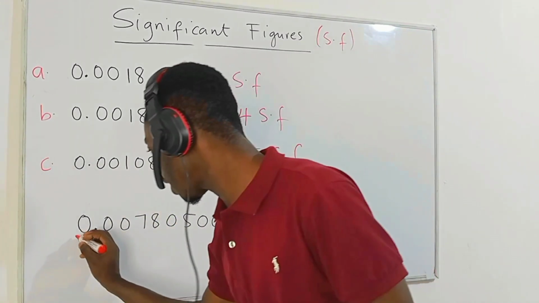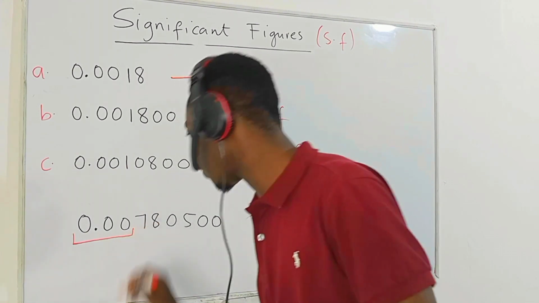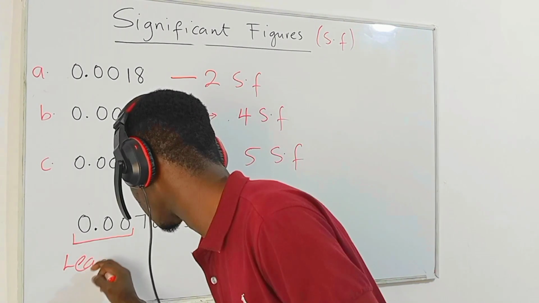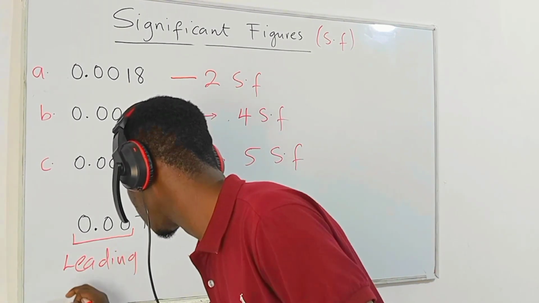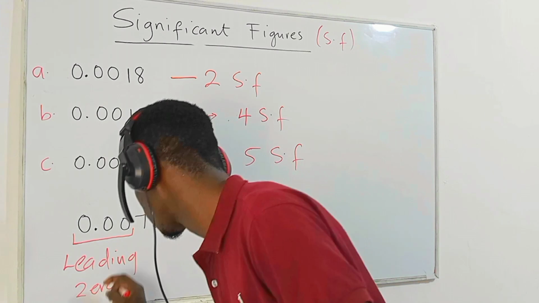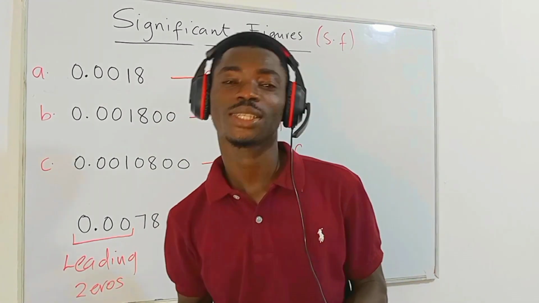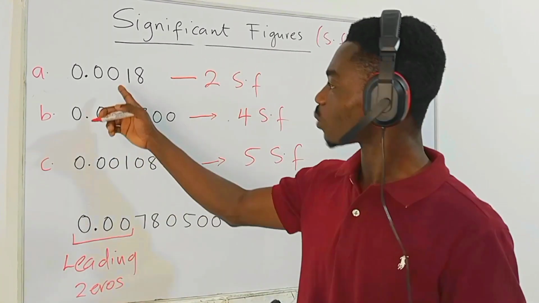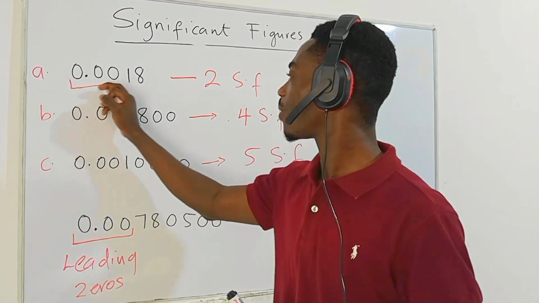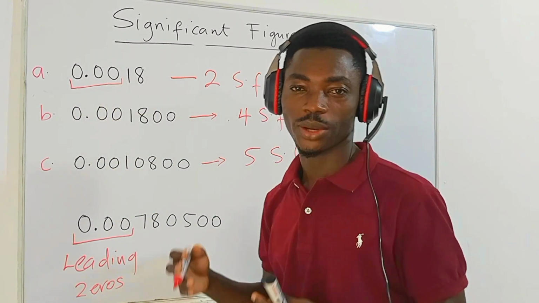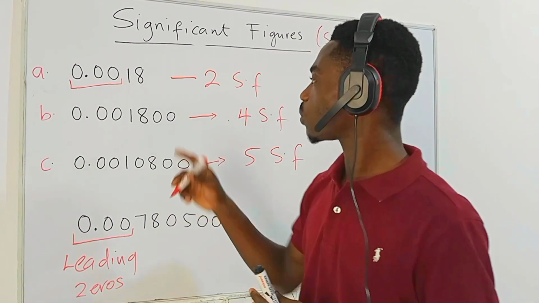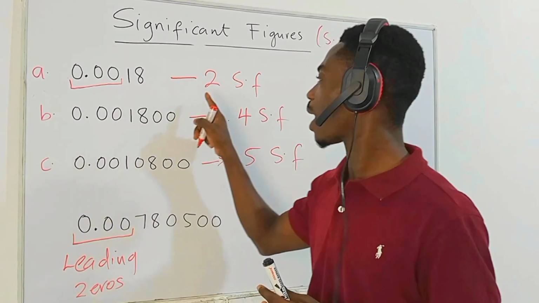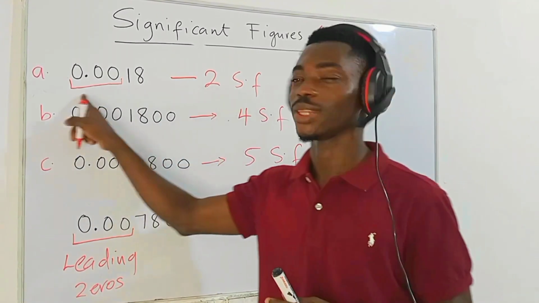Now, these zeros right here in front are known as leading zeros. So let me write it. They are known as leading zeros. And one key thing about leading zeros is that all leading zeros are not significant. So if you look at case 1 right here, all these are leading zeros, which are not significant. The only significant figures we have in this number are just 1 and 8. That is how come we had two significant figures for the whole of this.